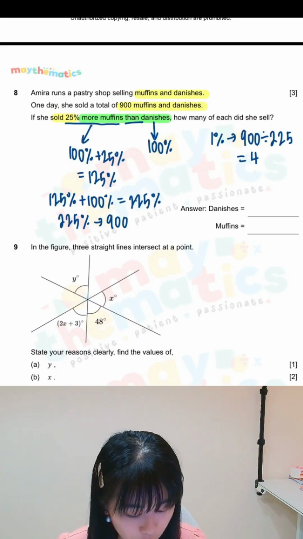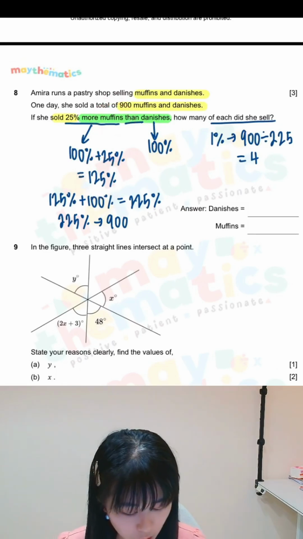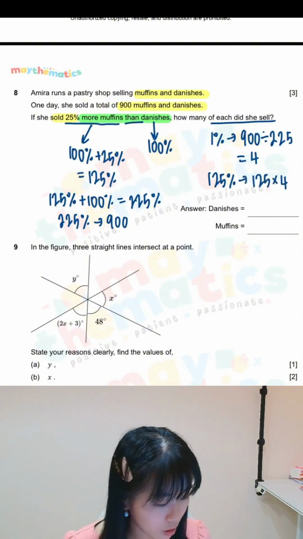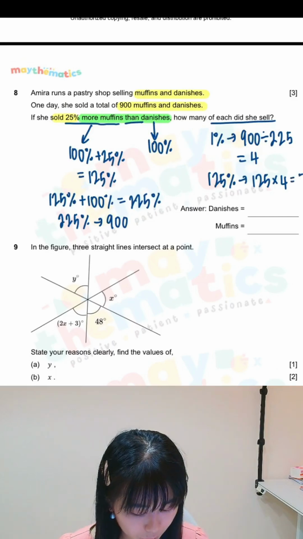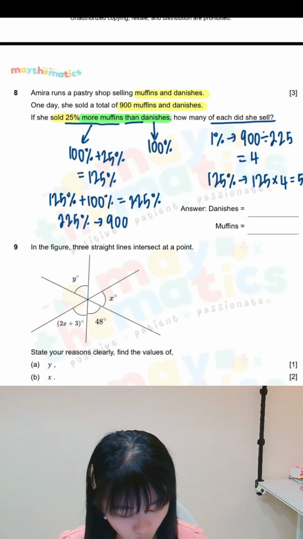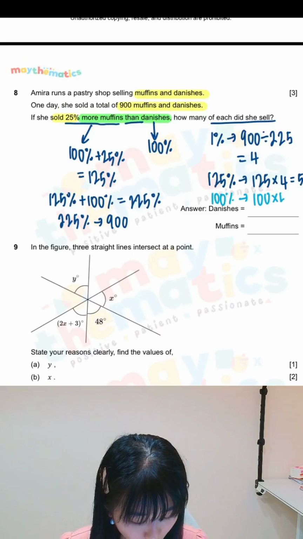How many of each did she sell? Okay, let's go and find muffin first. Muffin is 125%. So 125% is 125 times 4, which is 500. Then garnishes is 100%. So 100% is 100 times 4. So you get 400. Okay, answer is 400 garnishes and 500 muffins here.